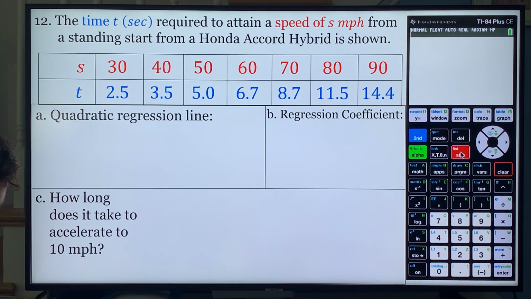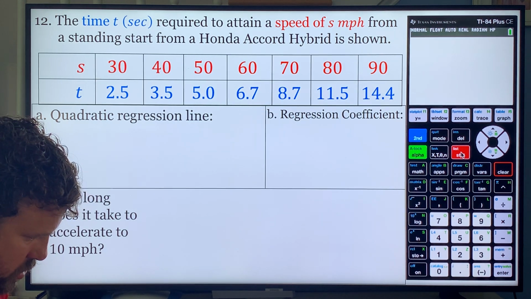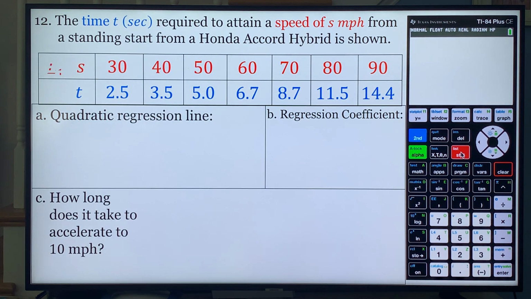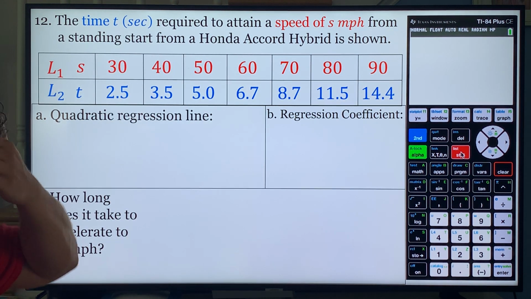All right, let's try number 12. We're almost done. We got 2 more problems. So what we're going to do now is find the time t seconds required to attain a speed, s miles an hour, from a standing start of a Honda Accord hybrid as shown. So L1 is your S, L2 is your T.